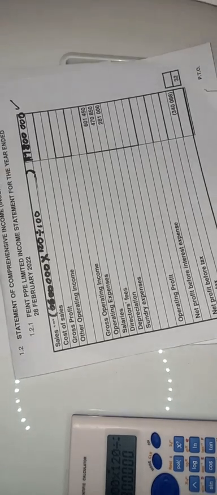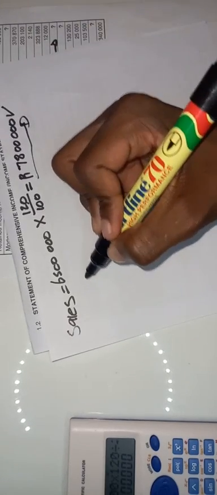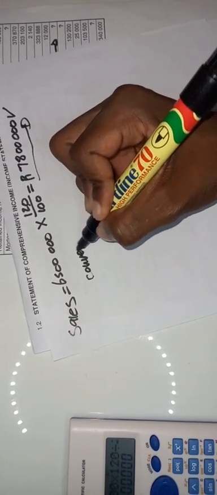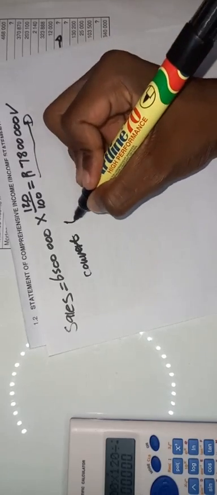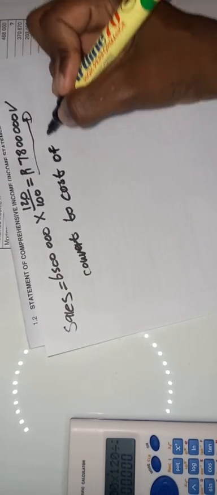This one is very important. It will be there whether you like it or not. You are supposed to convert your sales into cost of sales. You are supposed to know that. So let's convert. So this is the sales that we got here. Let's convert them into cost of sales.